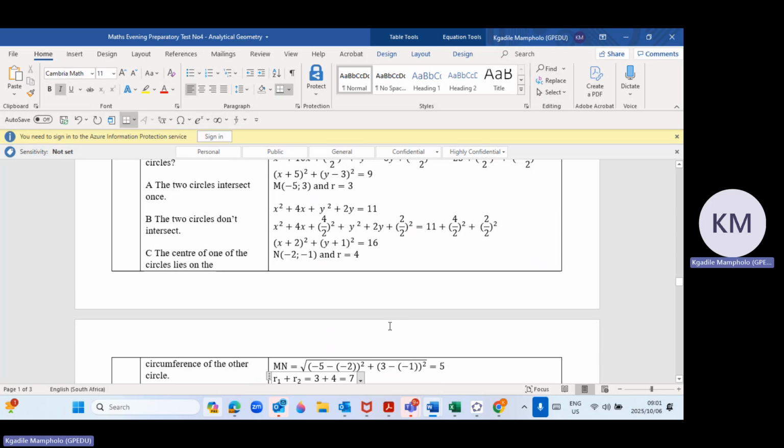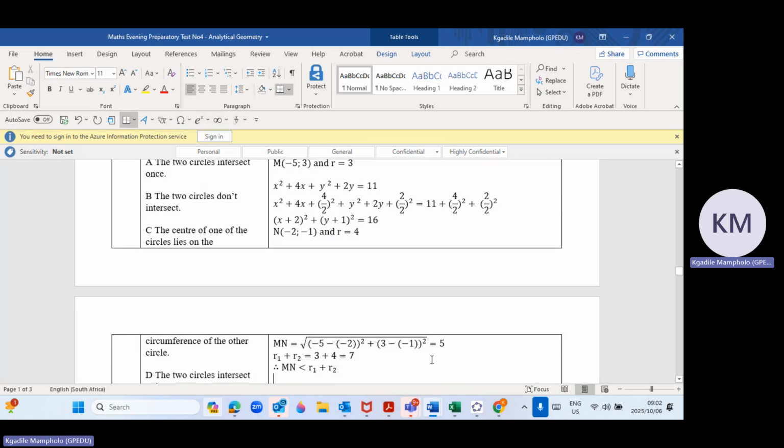If one of them does not hold, then we'll see if option C will hold. Because if the center of one circle is on the circumference of the other, it means when you calculate the distance from the center of one circle to that of the other, it will equal the radius of the other. But here, let's first check whether the circles intersect.